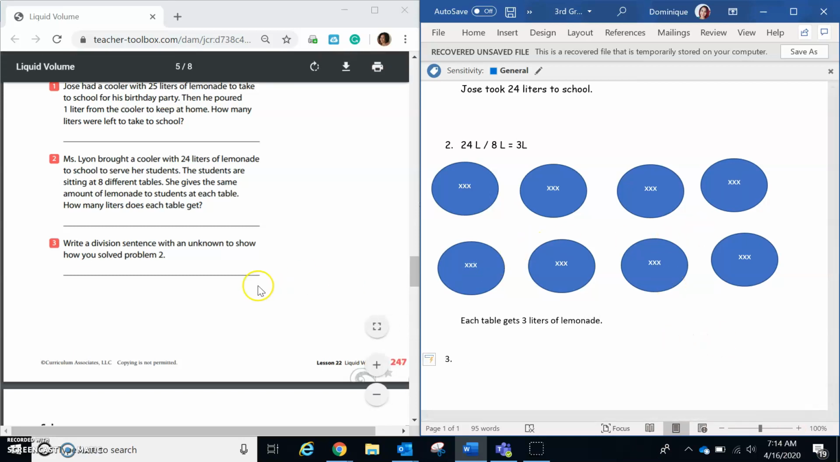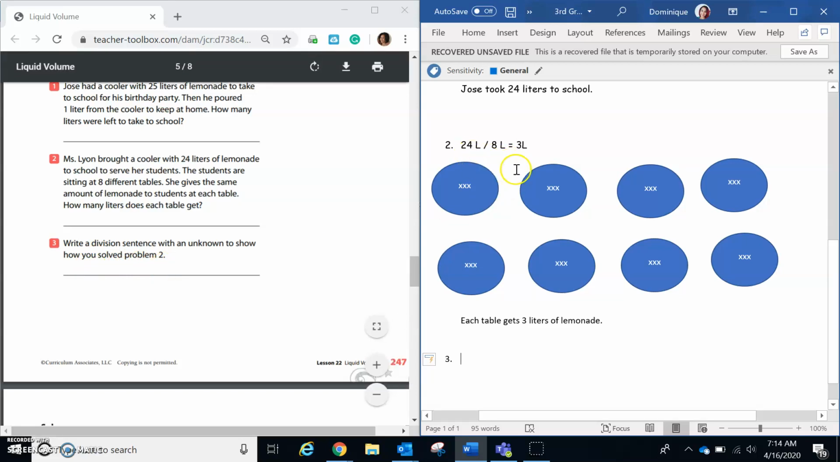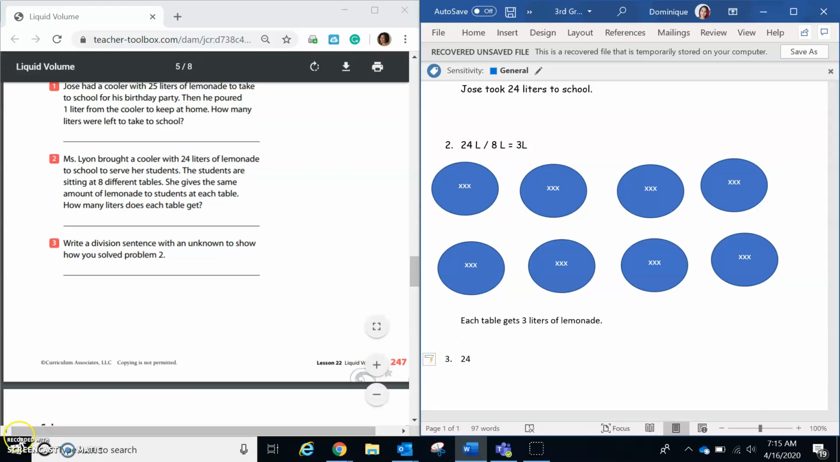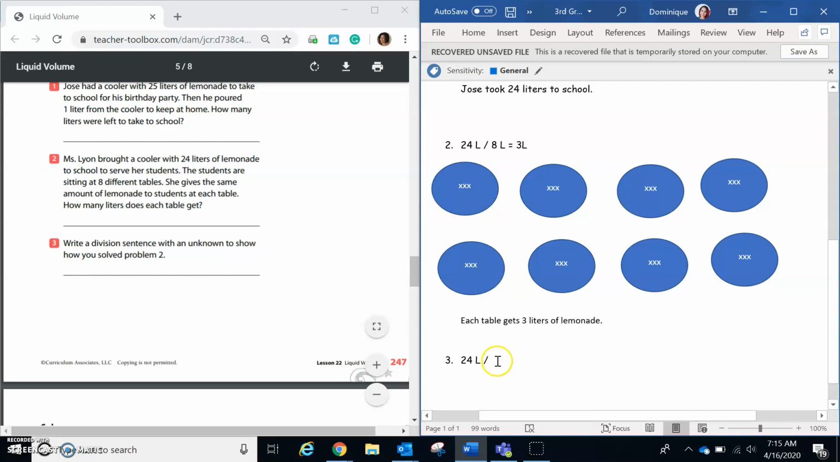Number 3, write a division sentence with an unknown to show how you solved problem 2. Well, this is perfect because we already wrote our division sentence up here, but our unknown was how many liters we had left. So when we come back down to write it, we would still write 24 liters divided by, so that was 24 liters of lemonade.